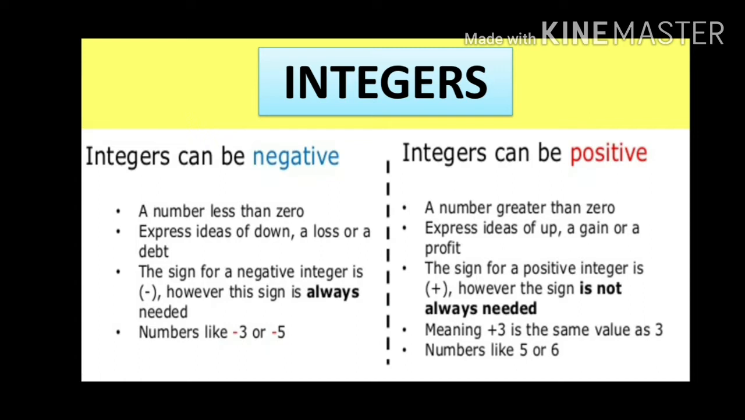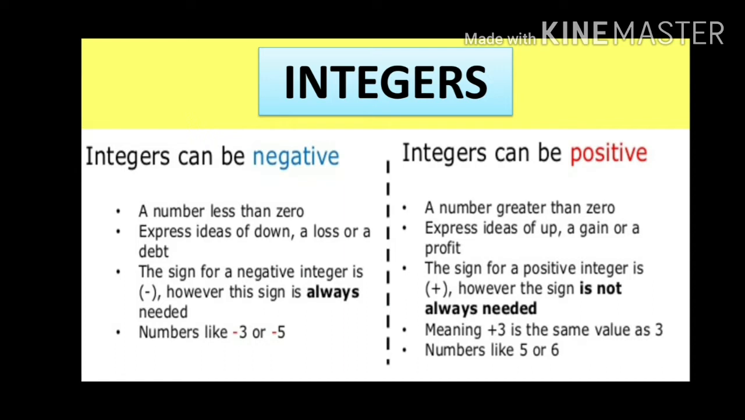Integers can be negative, integers can be positive also. A positive number is a number greater than 0. They express ideas like up or gain or profit. The sign of a positive integer is plus, or else we can just leave it without any sign also. It can be taken like plus 3 is the same as 3.